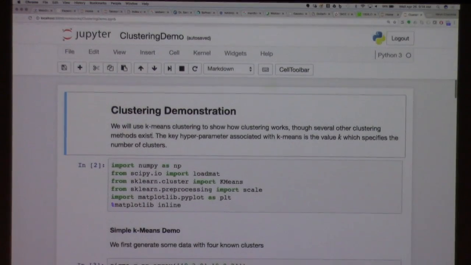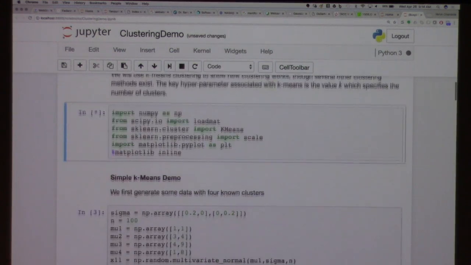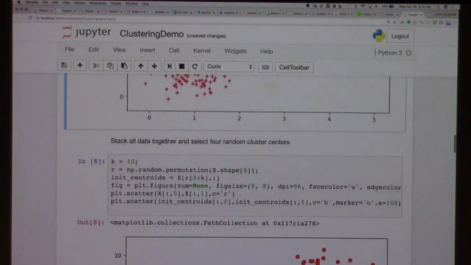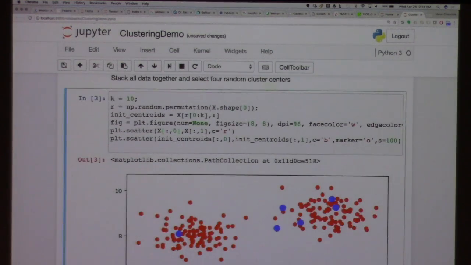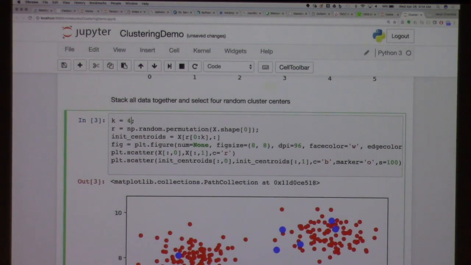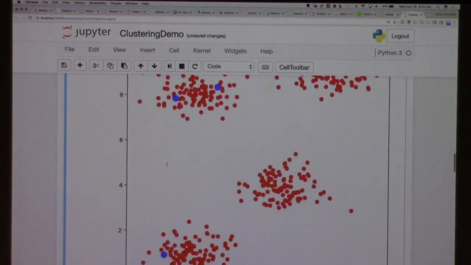So for this demonstration, this was my data that I started with, and let's say these are my initial centroids, right? Let's say I take 4 centroids because I know there are 4 natural clusters.